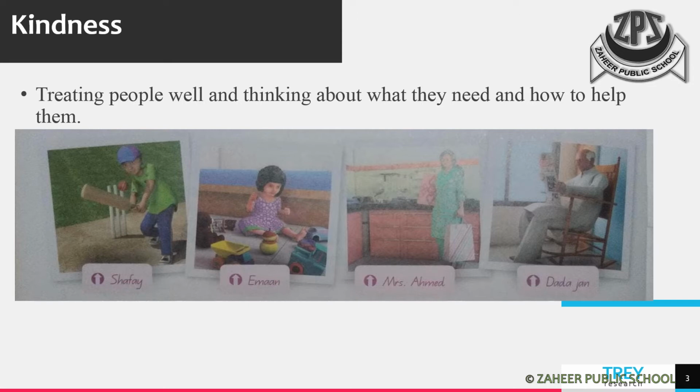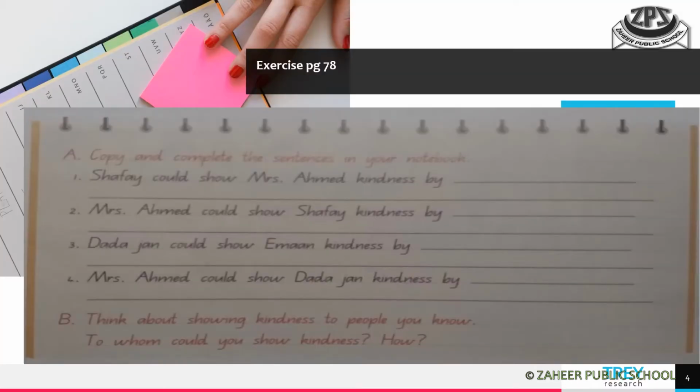You can also show kindness to the people you know by helping them with shopping, helping them with cooking, by listening to them, by sharing toys, by carrying things, by reading a story, and so on. Now complete the sentences given on your page number 78. You have to complete the sentences by showing how these people show kindness to each other. You may take help from the pictures given on the same page.